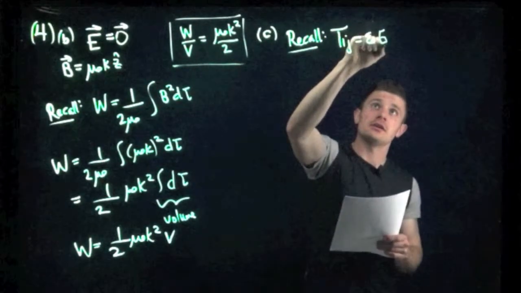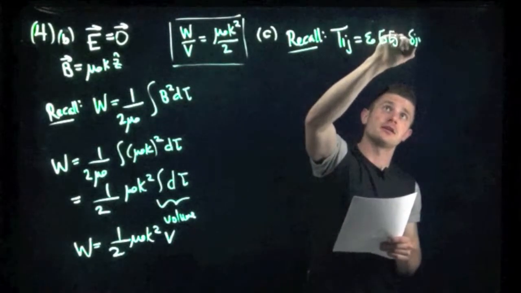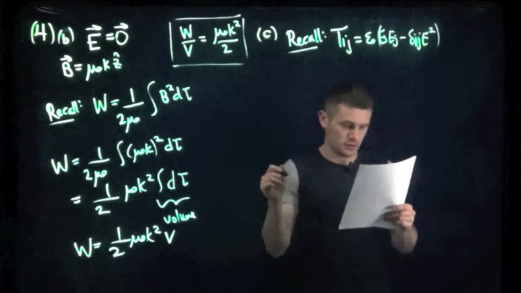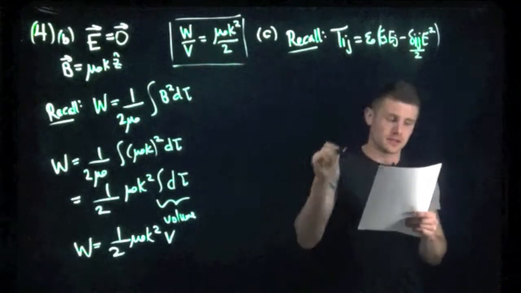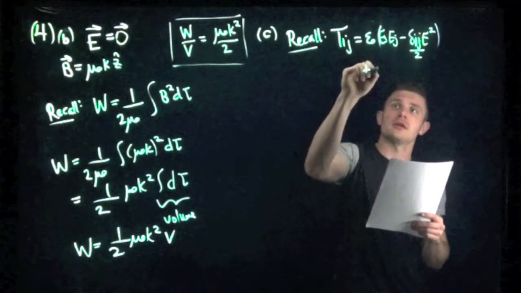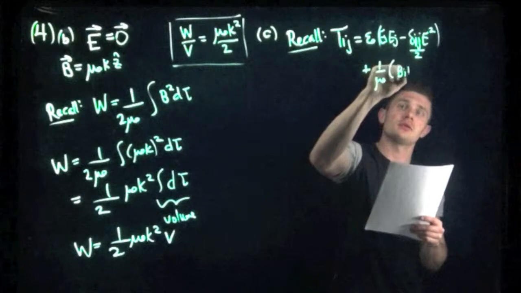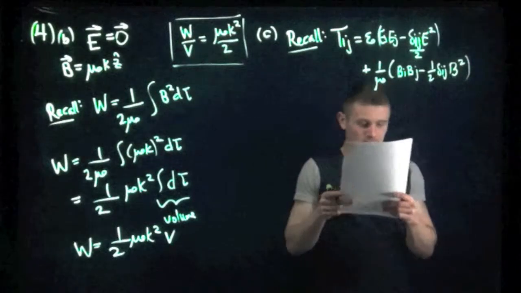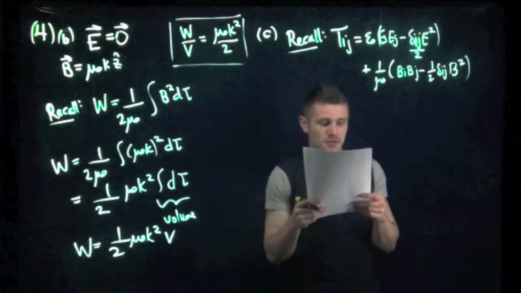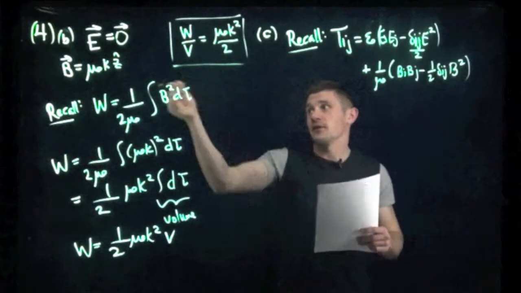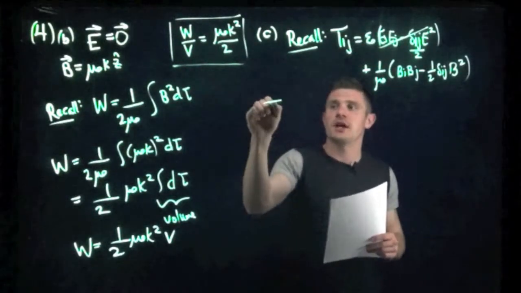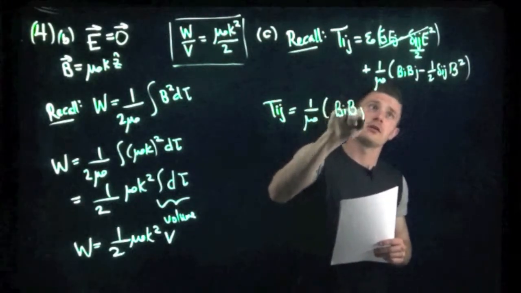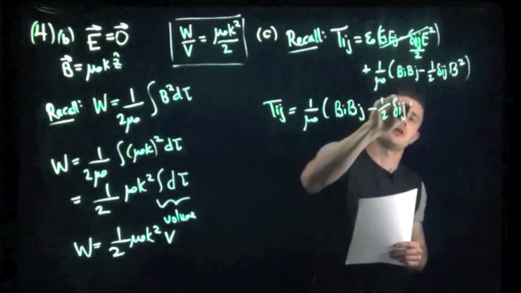epsilon naught (E_i E_j minus 1/2 delta_ij E squared), plus 1 over mu naught (B_i B_j minus 1/2 delta_ij B squared). That's the formula for a component of the Maxwell stress tensor. And of course, the electric field is 0, so we get rid of that right away, and our T_ij components are 1 over mu naught B_i B_j minus 1/2 delta_ij B squared.